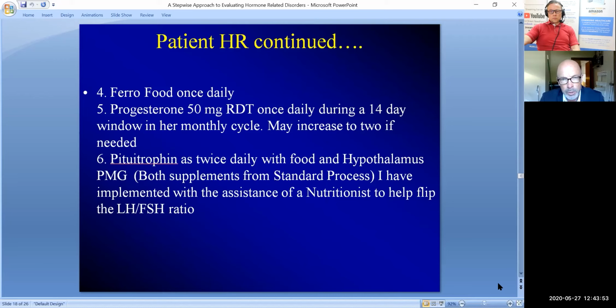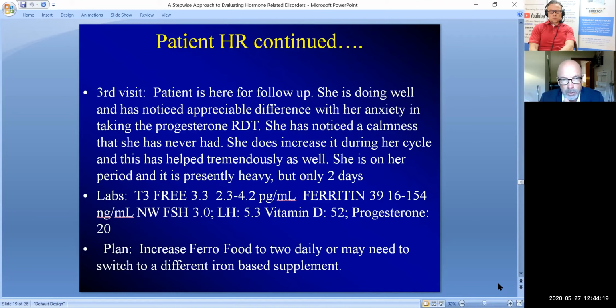I also happen to use, I have a nutritionist that I've worked with, and so she kind of recommended pituitropin twice daily and hypothalamus. These are both supplements from Standard Process. And in speaking with this nutritionist, Amy Duncan, she said, well, this will help with reducing that LH-FSH ratio. And I've had good response from this patient.